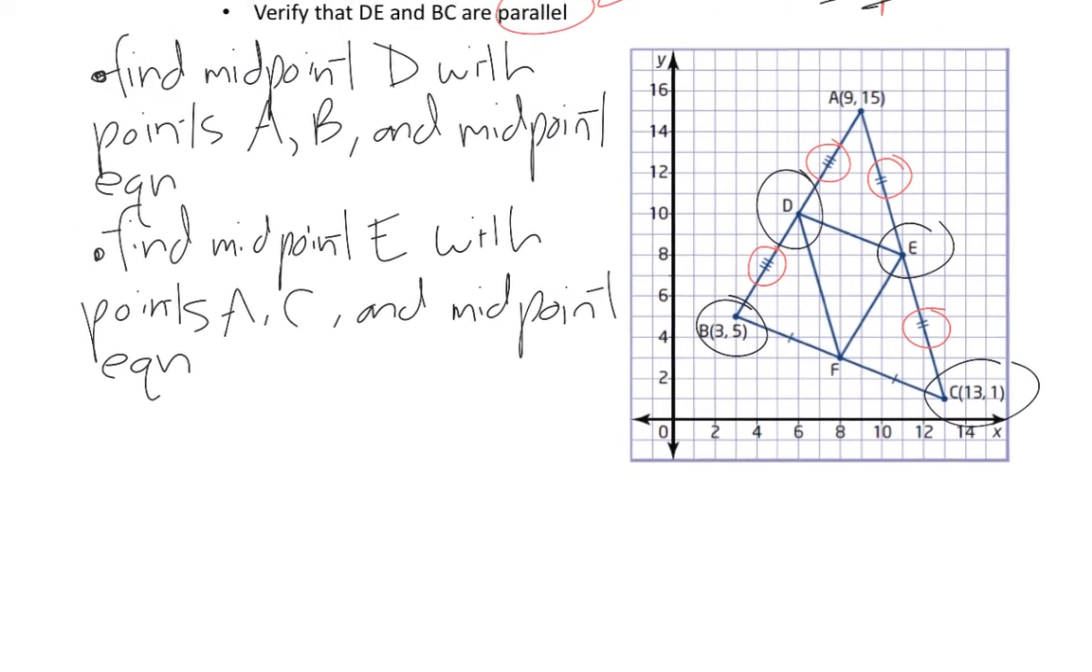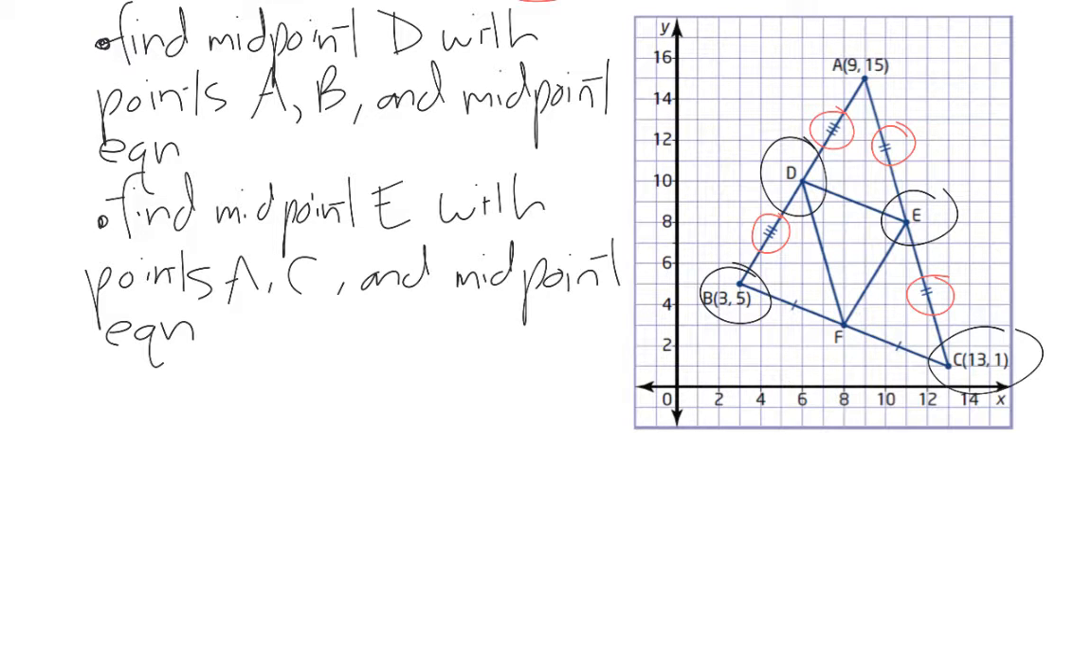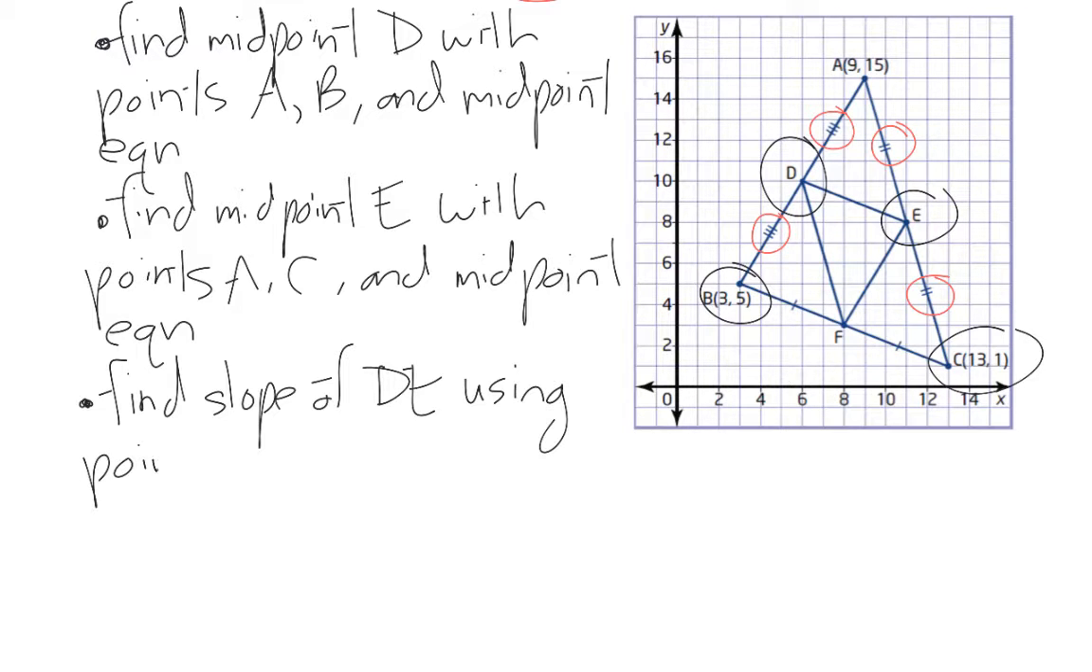Our next step would be to find the slope of each of these lines, and you should know how to do that already, but I'm going to write that out. Find slope of DE using points D, E, and the slope equation.